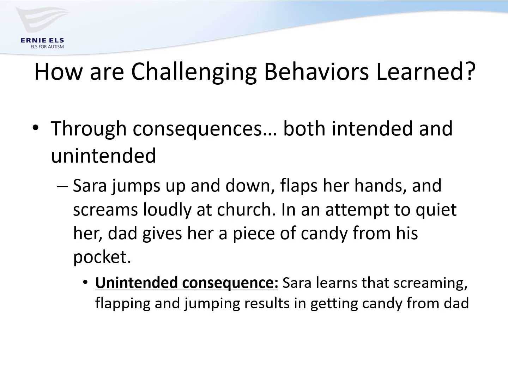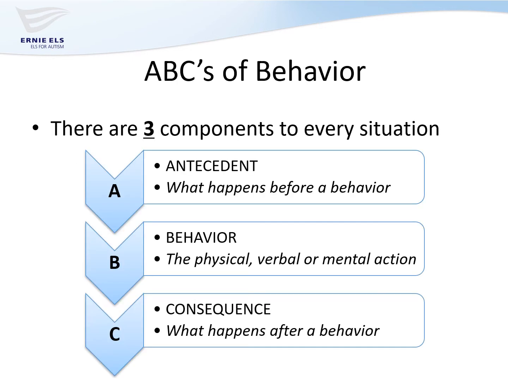These examples highlight the importance of thinking not only about the intended effect of the consequence, but also the unintended effects that a consequence will have on behavior. Every situation has three components. If we think about any behavior that occurs, we can analyze what are known as the ABCs of that behavior.